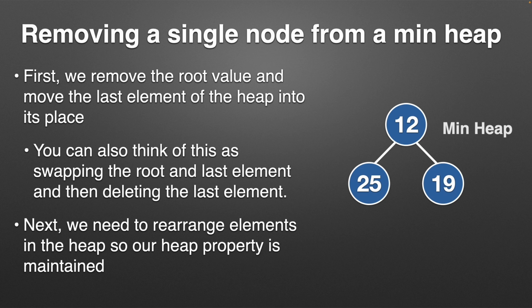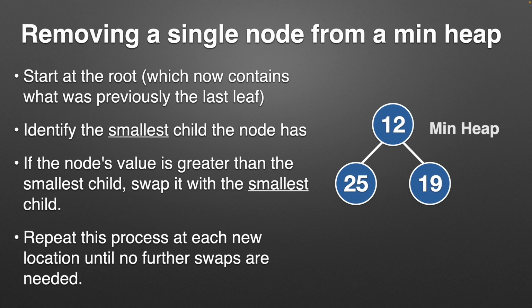Okay, but when we remove this, whether we're thinking of actually removing it or swapping it, we have to make sure that we maintain that heap property. So now, since we've changed the root, we've swapped it, we're going to start at the root and we're going to go down. In the case of a min heap, we're going to look at the children of that node, and what we're looking for is the smallest of the two children. If it was a max heap, we'd be looking for the largest.